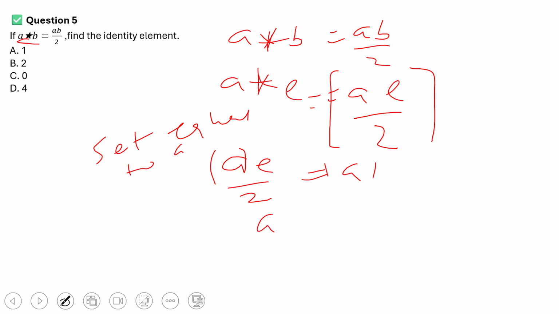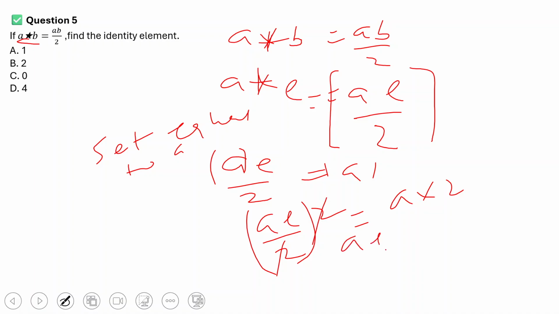So I have AE over 2 times 2 is equal to A times 2, right? So this will cancel this. What I have now is AE is equal to 2A. So A will cancel A, so E is equal to 2. So the identity element for this particular one is equal to 2.